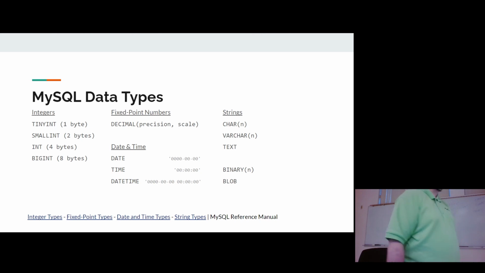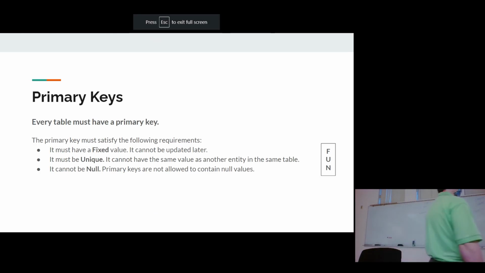So what do you use instead? Use a tiny int, and you say 0 is false, anything else is true. Simple as that. And that works in any database. You can say, hey, I'm just going to use a tiny int, and 0 is false, anything else is true, and we're done. And that works regardless of the database behind it.